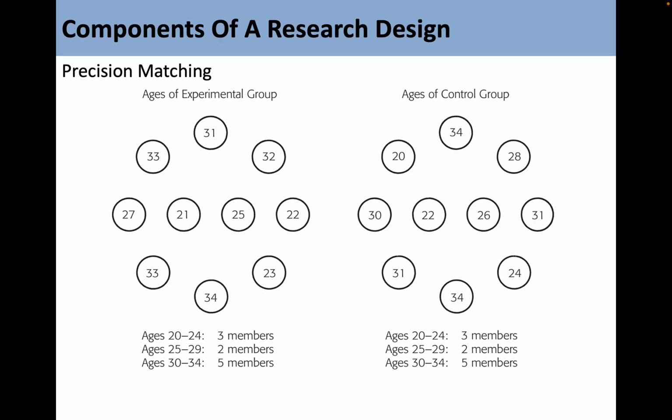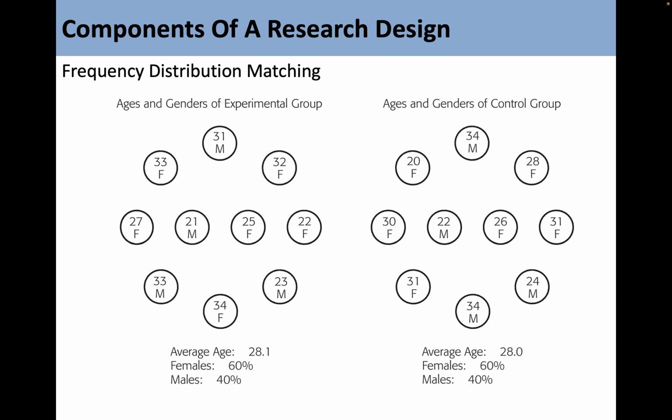This is precision matching. Oh, we're talking about age groups here. And that's what I did. I did a cross-sectional study. So I had people from different age groups. Did I match them? Well, I didn't have a control and an experimental group. I just had an experimental group. Frequency distribution, yeah, here we are. We're trying to match our males and our females.